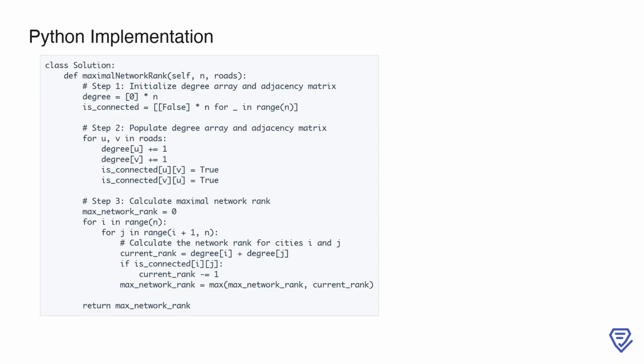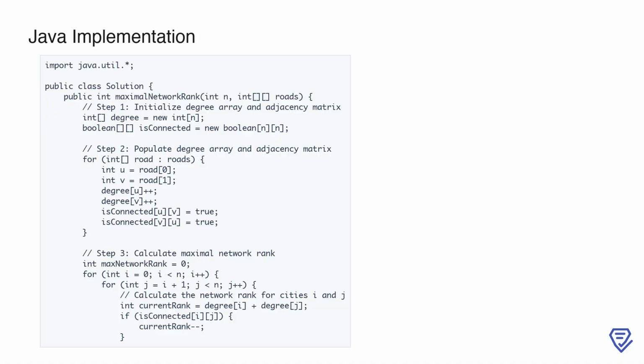Complexity. Time complexity: the algorithm runs in n squared, due to the nested loops over all city pairs. Space complexity: the space usage is n squared for the adjacency matrix and n for the degree array. This implementation is efficient for the problem's constraints and handles edge cases such as no roads or all cities being interconnected seamlessly. Here, we begin by defining the structure of our solution.